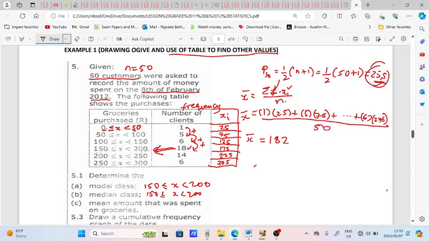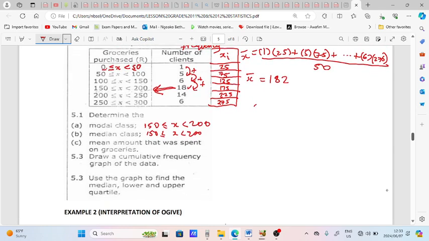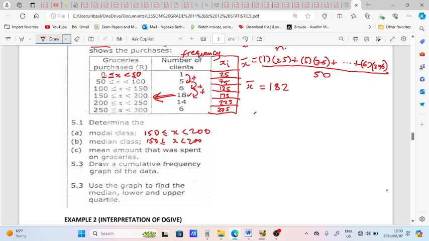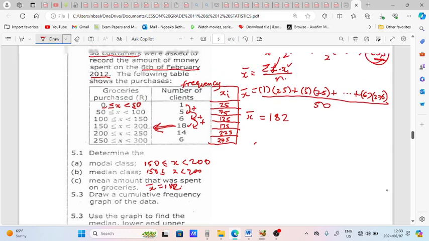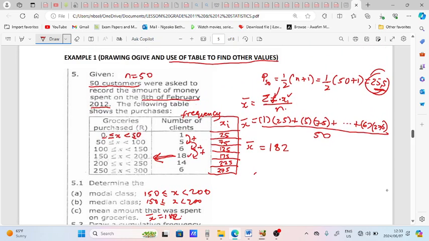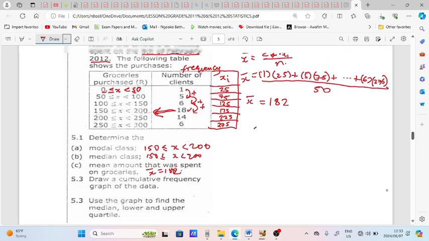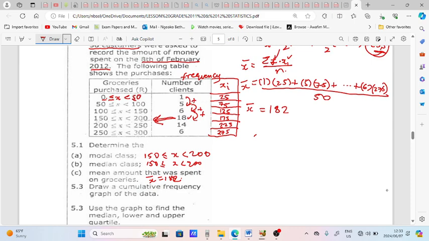Now let's move on. The mean amount that was spent, we have done that. So the mean is 182. Now draw a cumulative frequency graph of the data. Let's try to use this space here. Now it means we must go and get the cumulative frequency. Allow me to erase this one and get the cumulative.